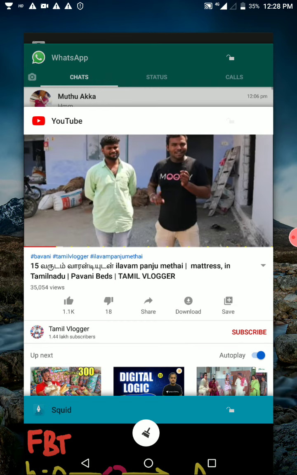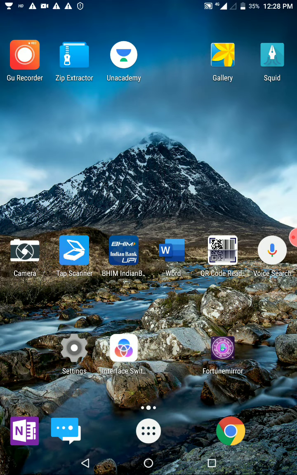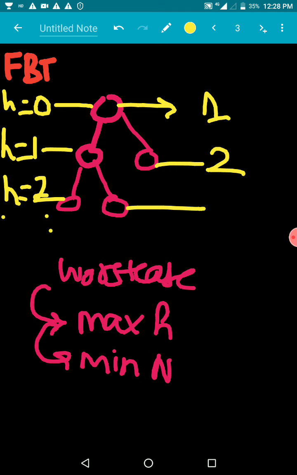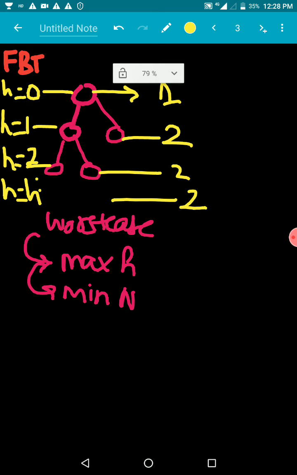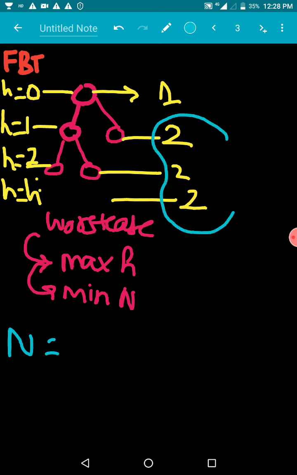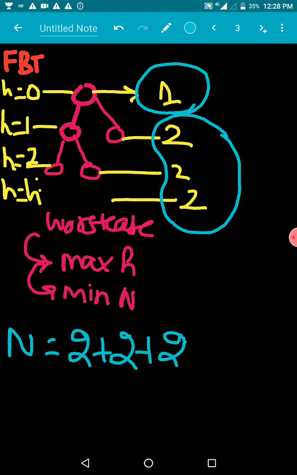Up to height equal to h. The total number of nodes at each level is equal to 2. Therefore, the total number of nodes present in the full binary tree, n, is equal to the sum of all the terms, excluding the root node for calculation simplicity. So here 2 plus 2 plus 2 up to h times.